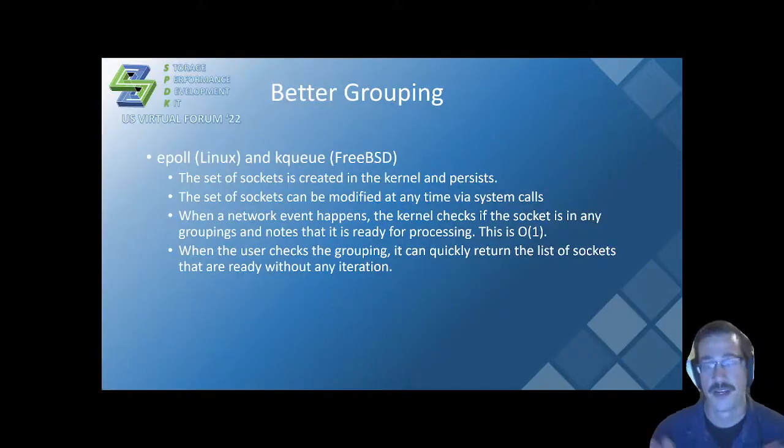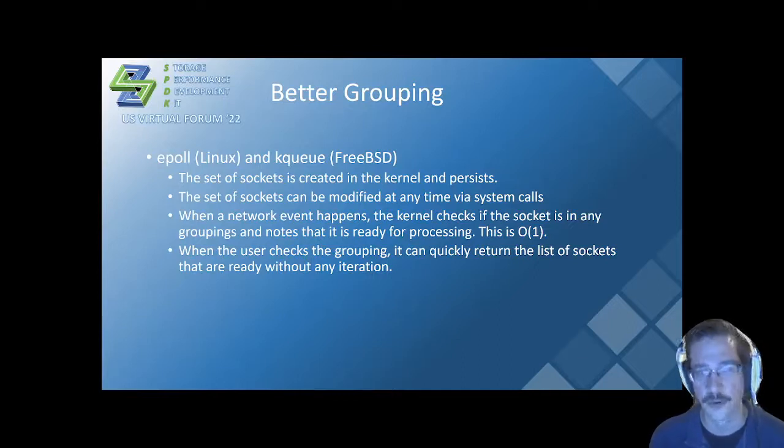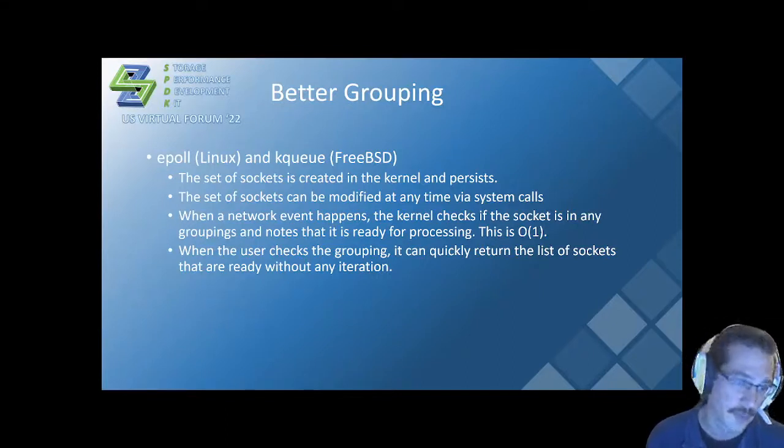Fortunately, there are better mechanisms for grouping on both Linux and FreeBSD. On Linux, it's epoll, which I'm sure everybody is familiar with, and on FreeBSD, it's KQ, which I'm not going to talk a lot about. It's more or less like epoll. There are some key differences that some people think make KQ superior, but for our purposes, we can mostly treat them as conceptually the same thing.